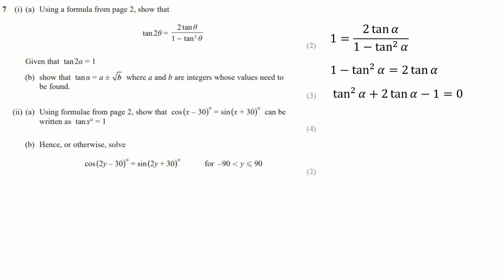This, I think, doesn't factorize. So I'm going to use the formula. You can make a substitution if you want, like x equals tan alpha, and then use the formula for x equals the answer. But why bother doing that when you can just say tan alpha equals the answer? This is just me doing the formula.